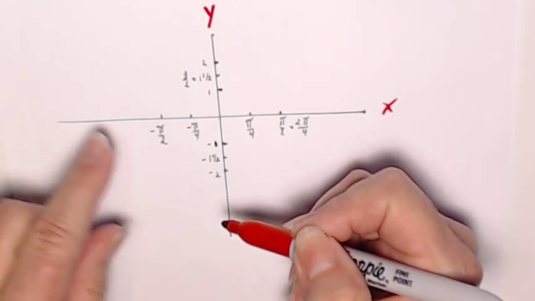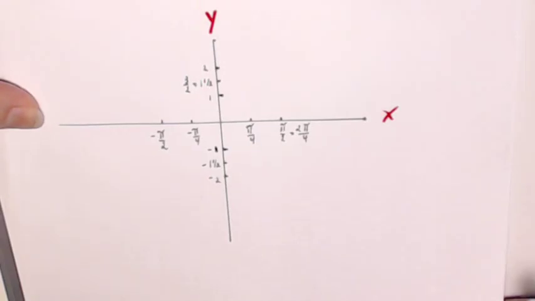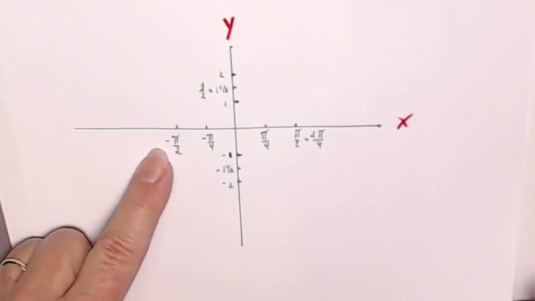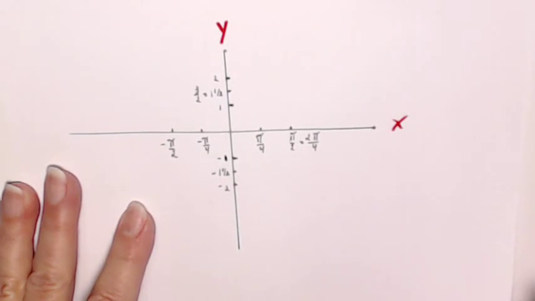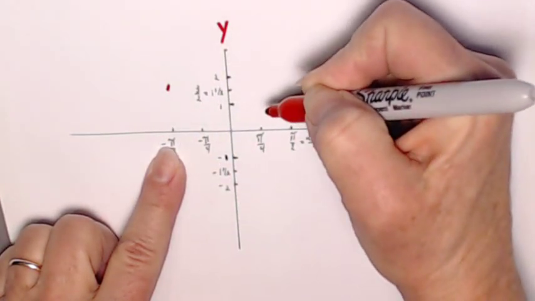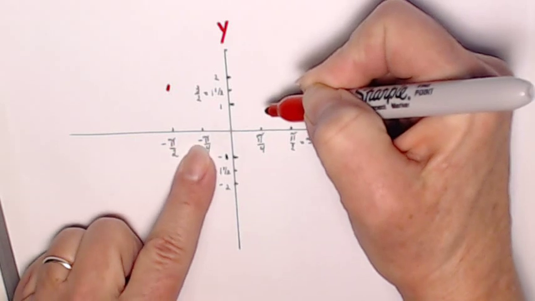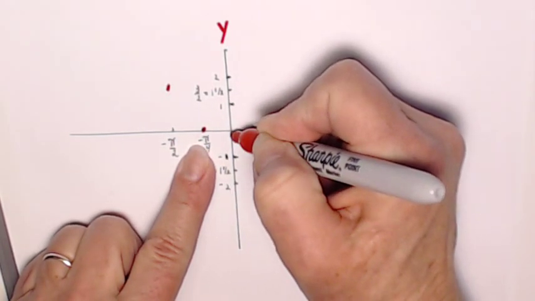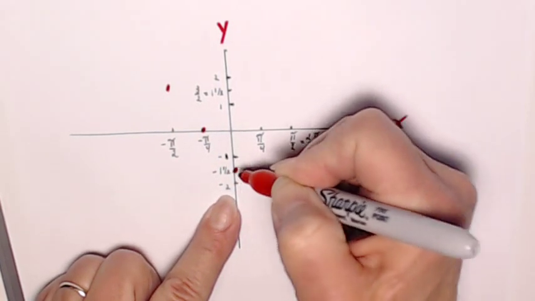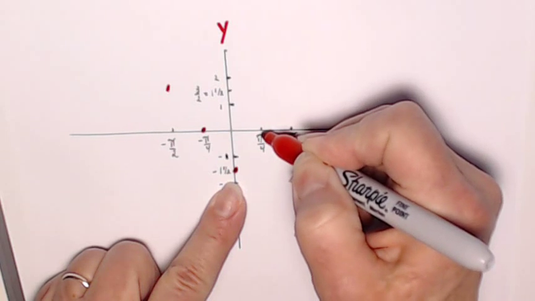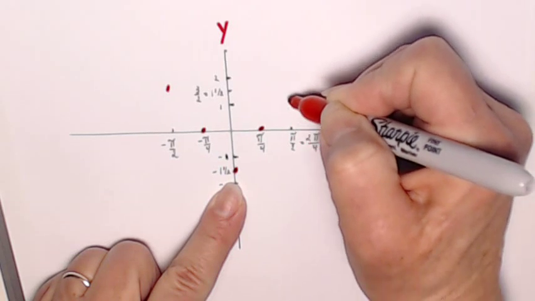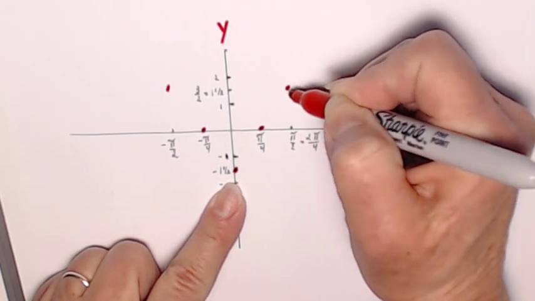So let's get graphing. At negative pi over 2, oops, I'm off the screen, negative pi over 2 here, we are at a value of 3/2. So at negative pi over 2, we are up here. Now, at negative pi over 4, we are at 0. When our x is 0, we are at negative 3/2. We are down here. When x is pi over 4, we are back at 0. And then at pi over 2, we are up here again at 3/2.